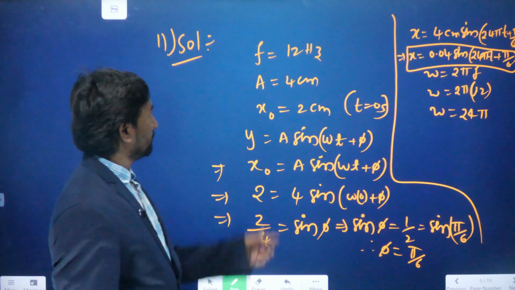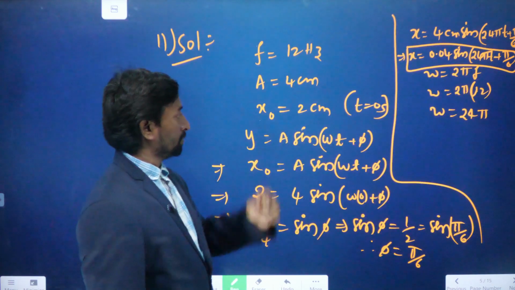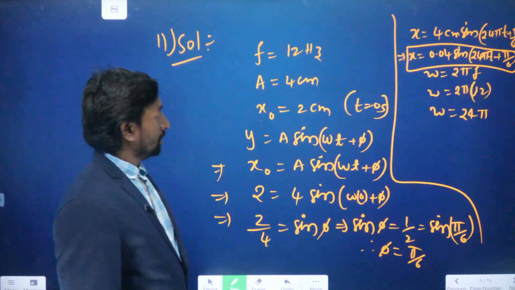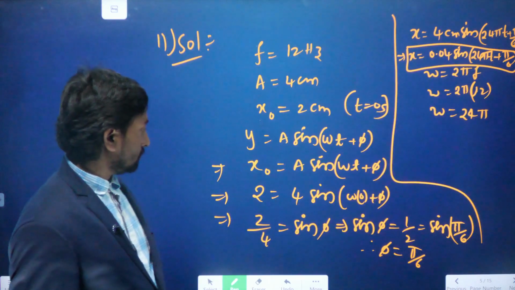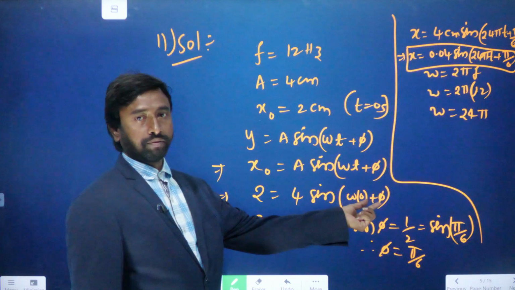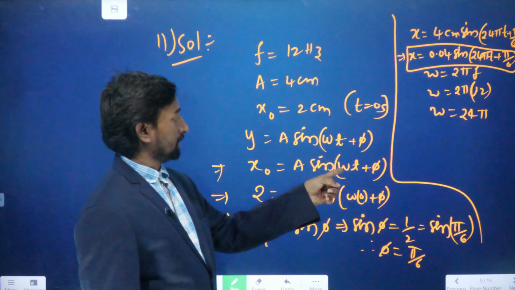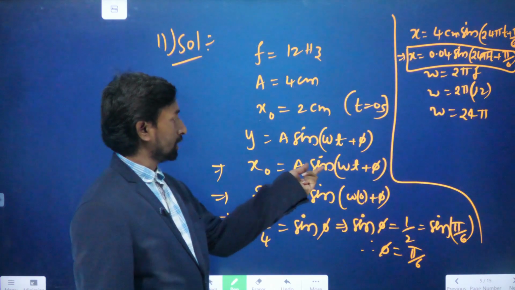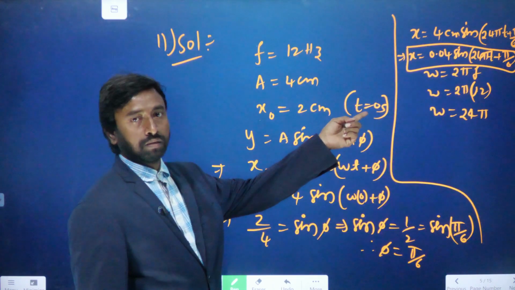So here they gave frequency and amplitude, and at t is equal to 0 the initial displacement is given. They are asking the displacement equation of the particle having simple harmonic motion. So we should first find out the phi value, the initial phase. That we can find out by substituting t is equal to 0 in the basic equation: x naught is equal to a sin omega t plus phi. X naught is nothing but the initial displacement when time is 0 seconds.